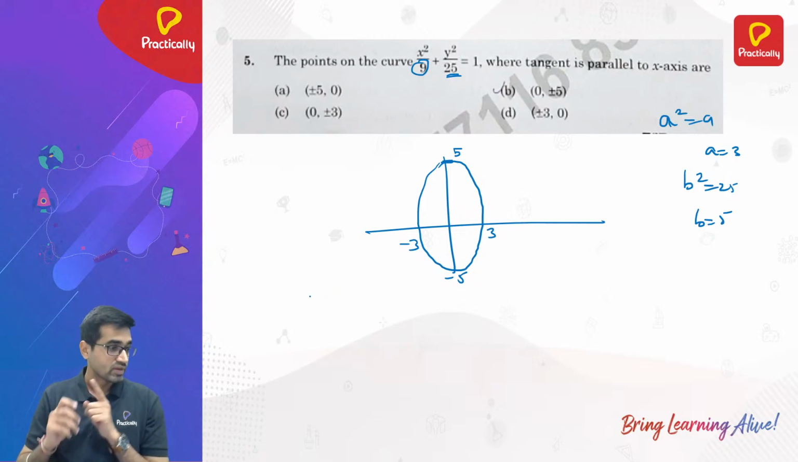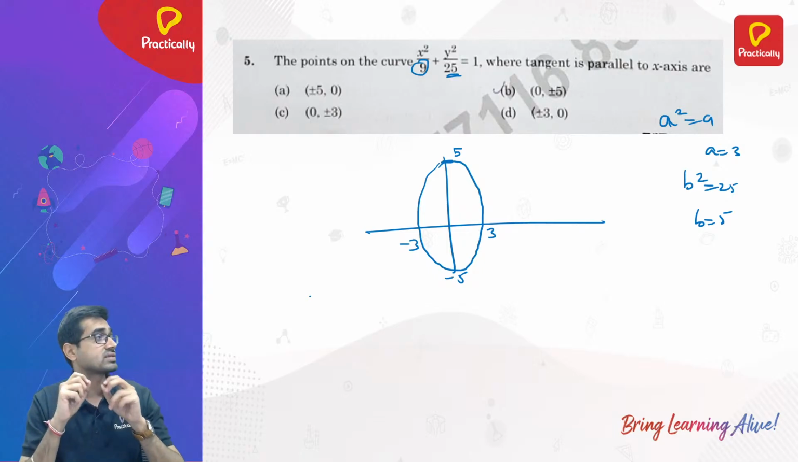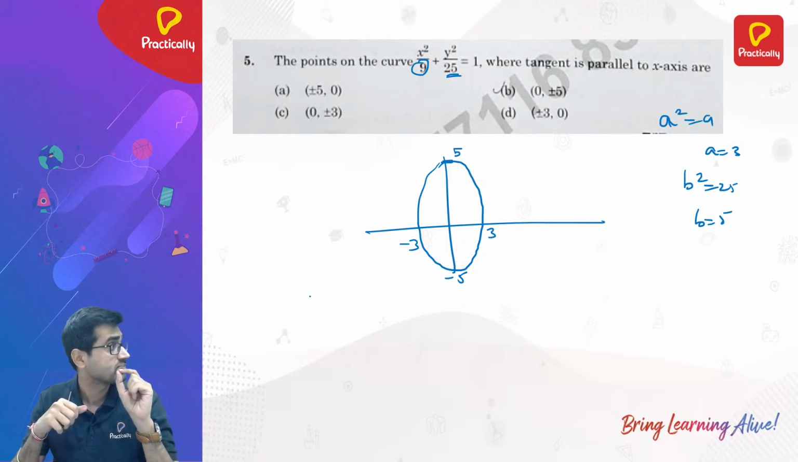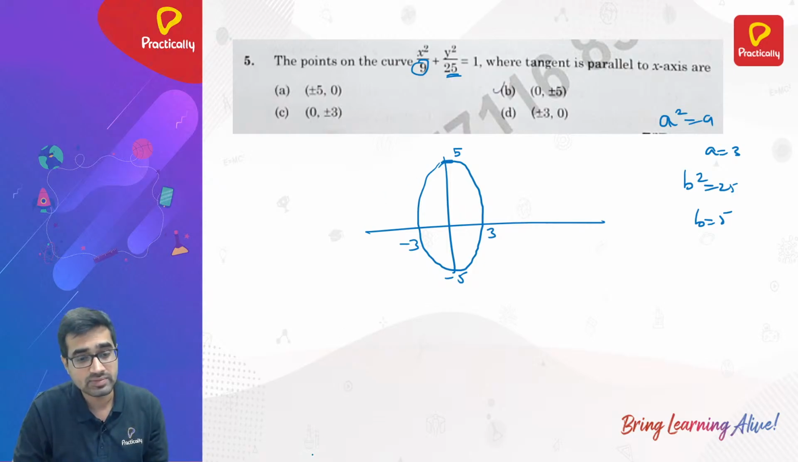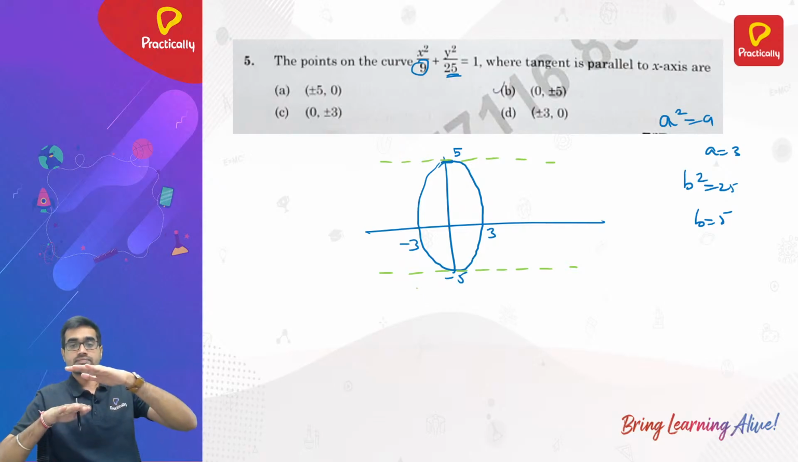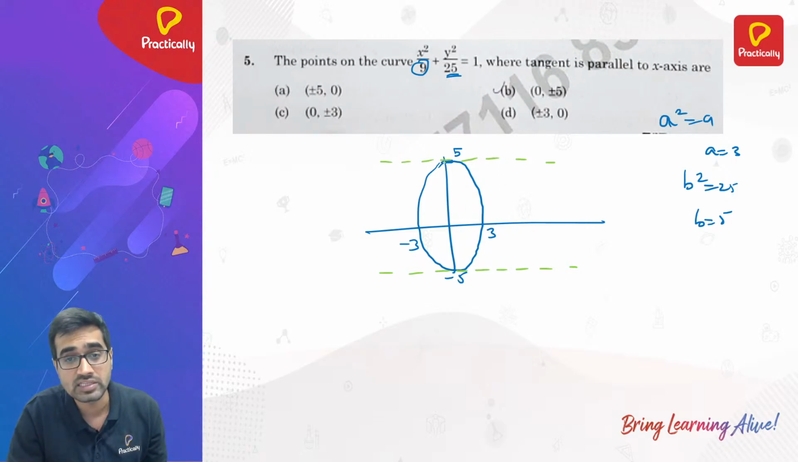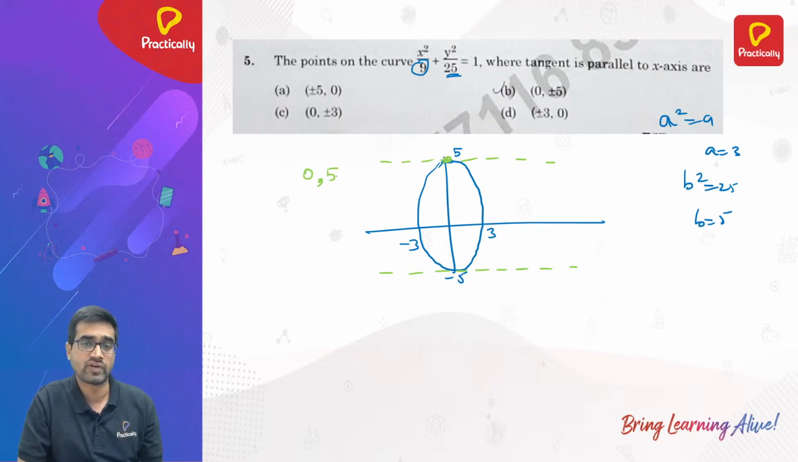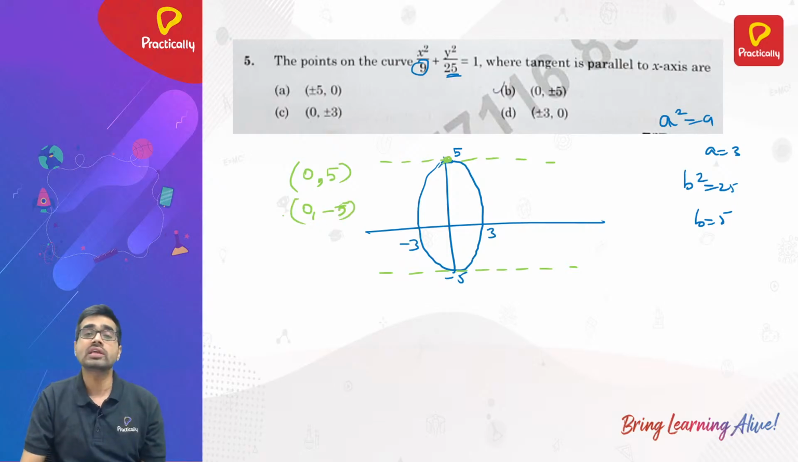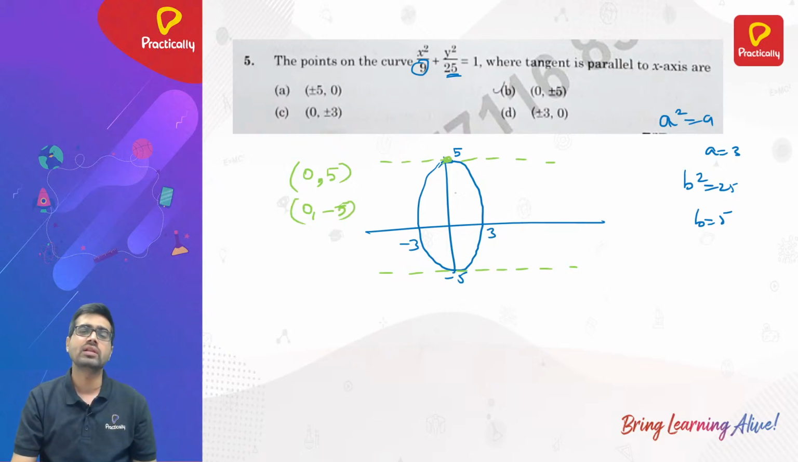Now the question says where the tangent is parallel to the x-axis. Where is the tangent parallel to the x-axis? Of course, when it is passing through the endpoints of the vertex of this ellipse, and this simply implies that it is passing through the points 0 comma 5 and 0 comma minus 5. Then only the tangent will be parallel to the x-axis. Simple, by graph you can get it. Don't do all this differentiation, it is very easy.